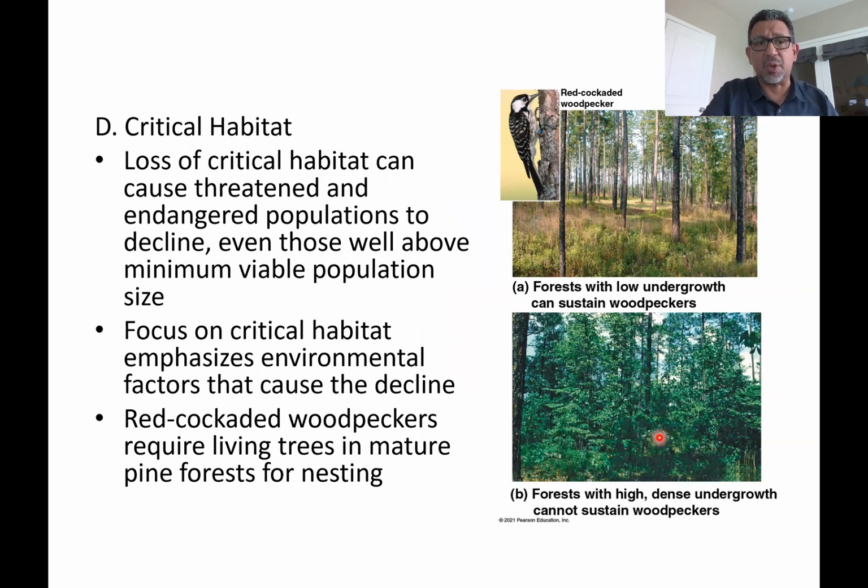Preserving critical habitat is also going to be important. The loss of critical habitat can threaten species, and all plants and animals have qualities to the habitat they need in order to survive. The example I have here is the red cockaded woodpecker, which requires forests with pine trees and they need to have low undergrowth vegetation. The undergrowth vegetation is something that can be kept low by allowing fires to routinely burn through the forest. When fires are burning routinely through the forest, it keeps down all of that vegetation.